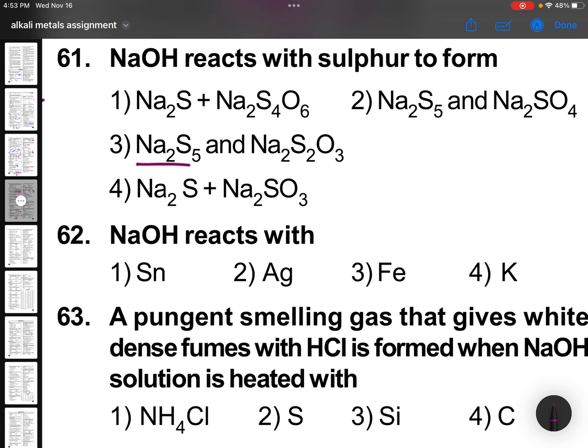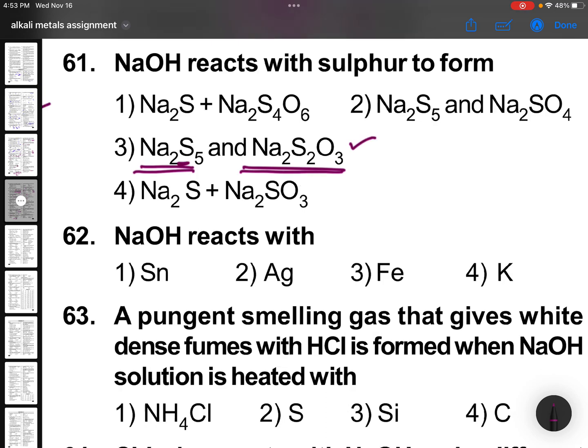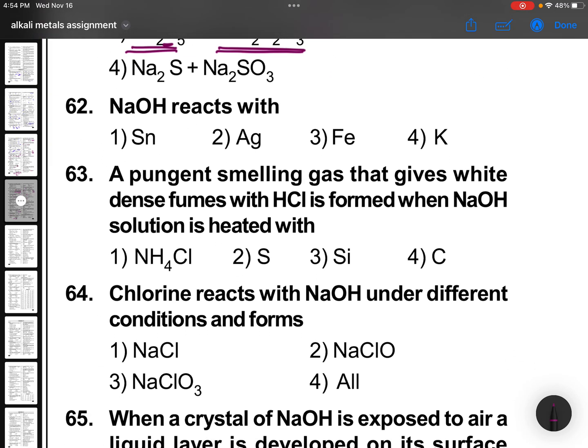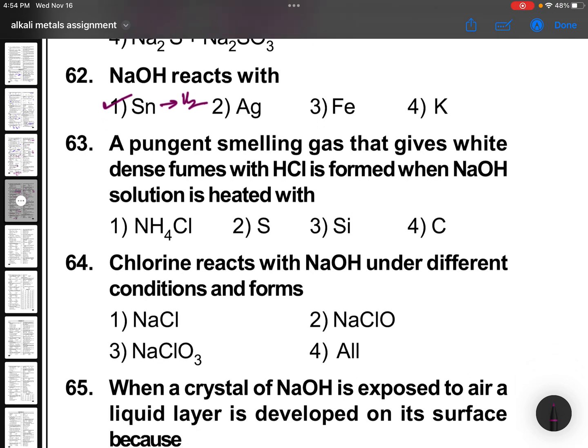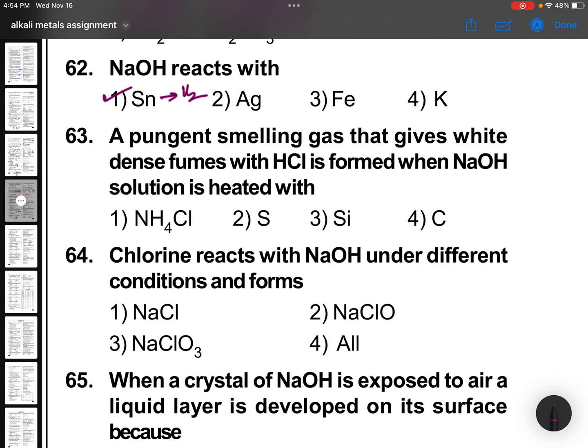It forms Na2S and Na2S2O3. You can take Na2S5 also. Na2S2O3 is important here. S5 means pentasulfide. You can take even monosulfide also, not an issue. NaOH reacts with tin, just now we were discussing, and releases hydrogen gas. Silver, iron, potassium, there is no direct reaction.